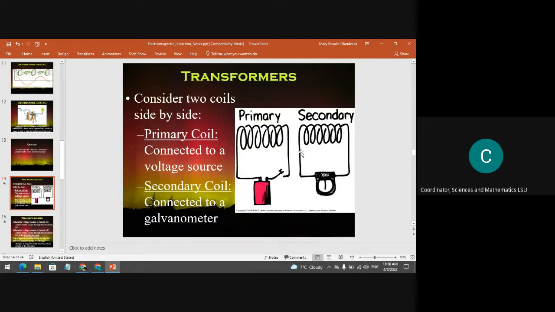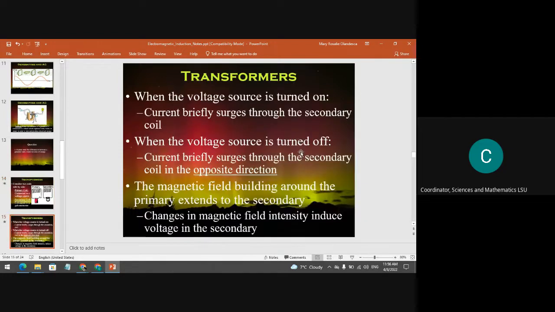Okay, so transformers, this one, okay. We have primary coil and secondary coil for transformers. Okay, so the primary coil is connected to a voltage source, and the secondary is connected to a galvanometer. Okay, so when the voltage source is turned on, current briefly surges through the secondary coil. And when the voltage source is turned off, the current briefly surges through the secondary coil in the opposite direction. So the magnetic field building around the primary extends to the secondary.